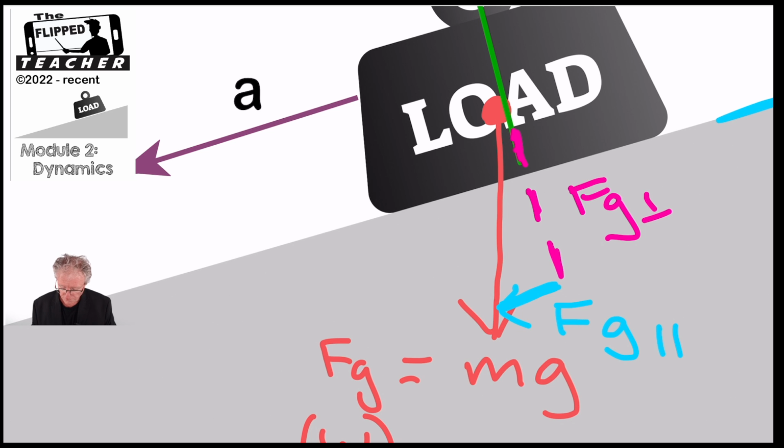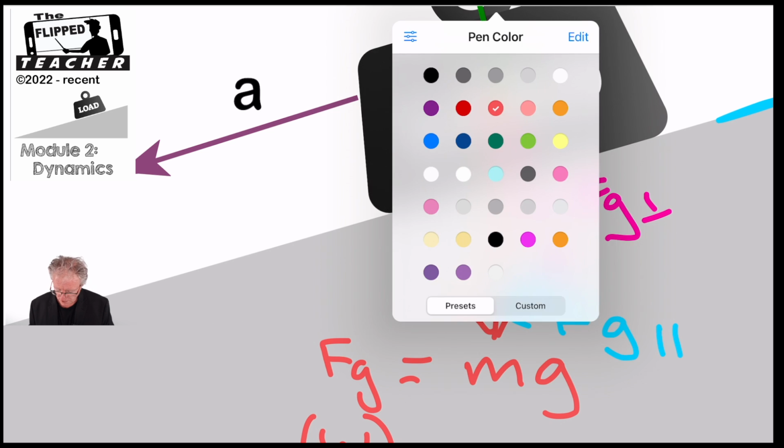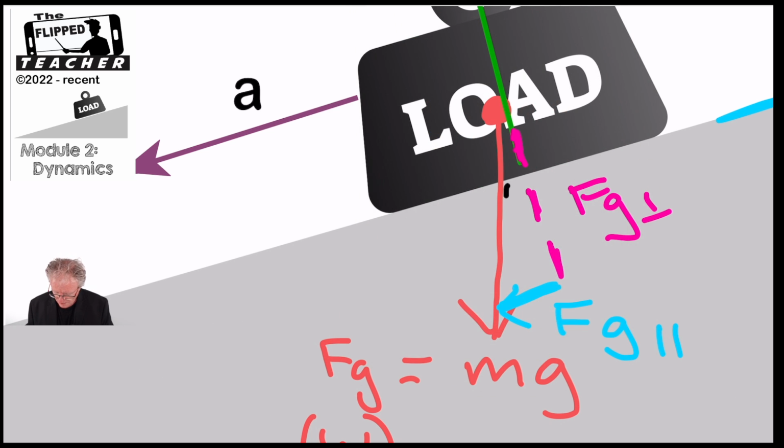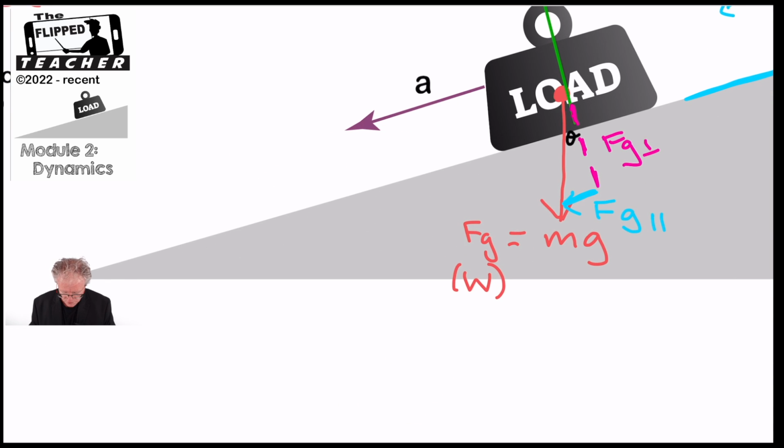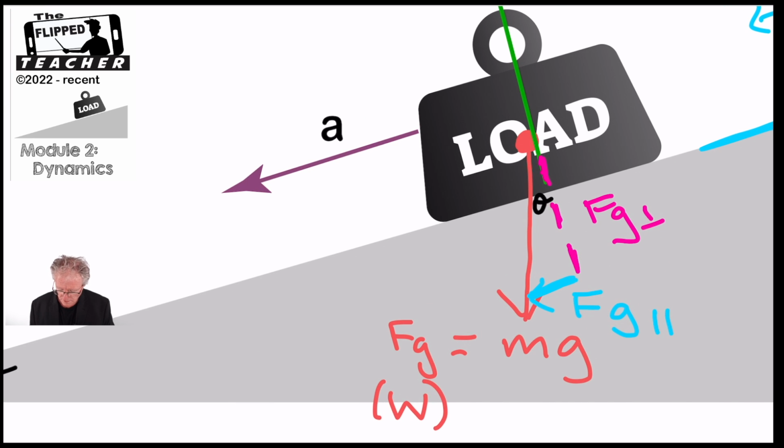Okay, so if I enlarge this diagram, and I get black, I now have the angle theta here, and that's equal to this one down here. So now, if I look at my relationships, I've got opposite over hypotenuse. Well, we know the hypotenuse is mg, right? So here's our mg. So my opposite over hypotenuse is what my expression is now for FG parallel.